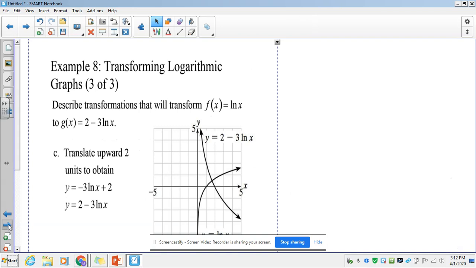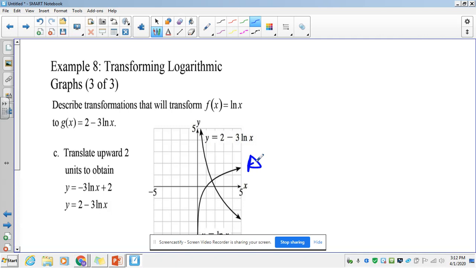The last one is putting it all together. It is showing you the original here. And then showing you now if I move it up, flip it, and stretch it. So this puts all of the graphs together. Now what I would like you to do is try out the Pearson assignment online.